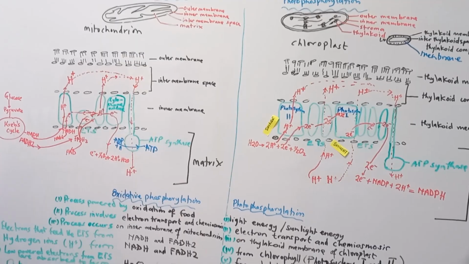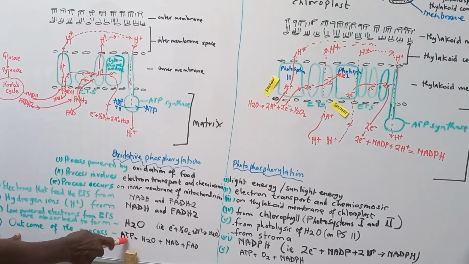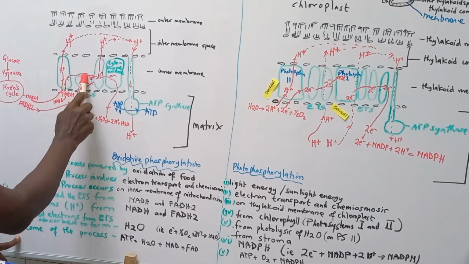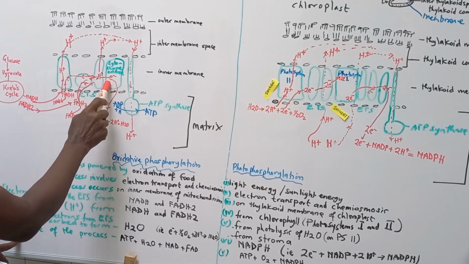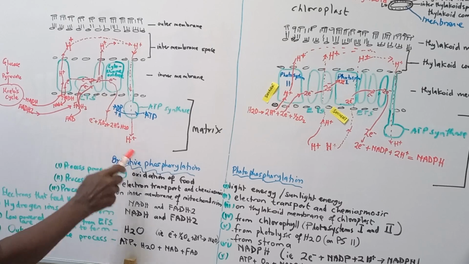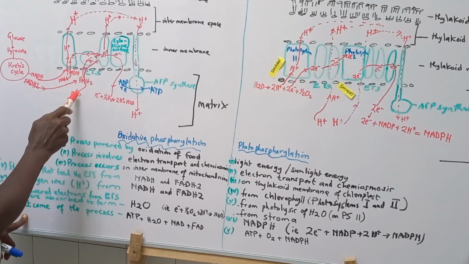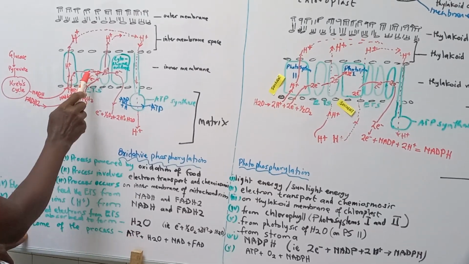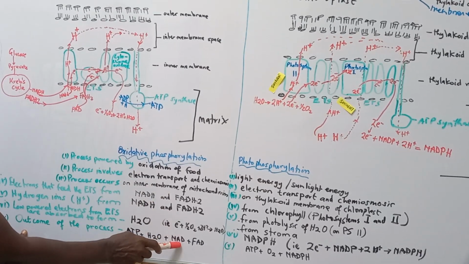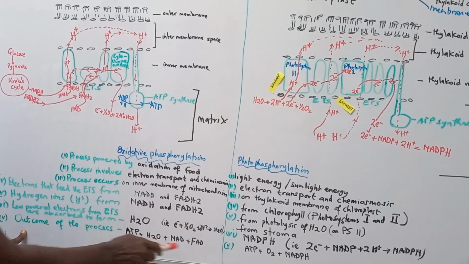The outcome of the process: in oxidative phosphorylation, you have ATPs formed. The ATPs are formed along the line. As the electrons move, ATPs are formed and water is also formed. NADH becomes NAD, FADH2 becomes FAD. So you have ATPs formed, water formed, NAD formed, FAD formed. This is the outcome of oxidative phosphorylation.